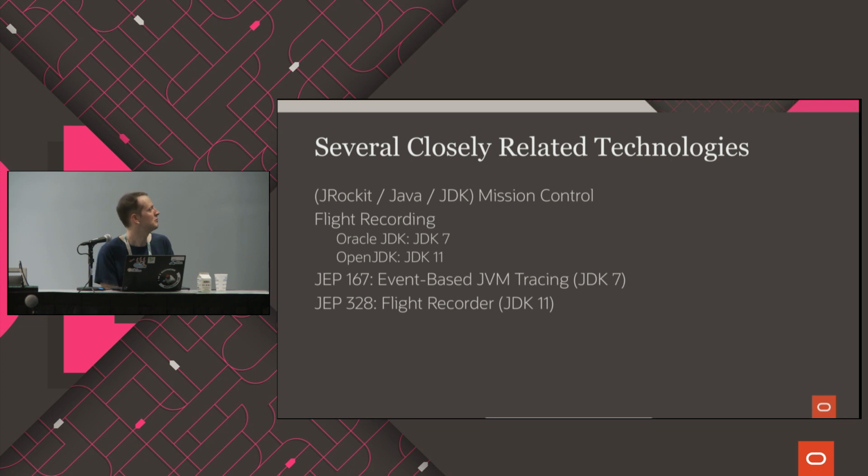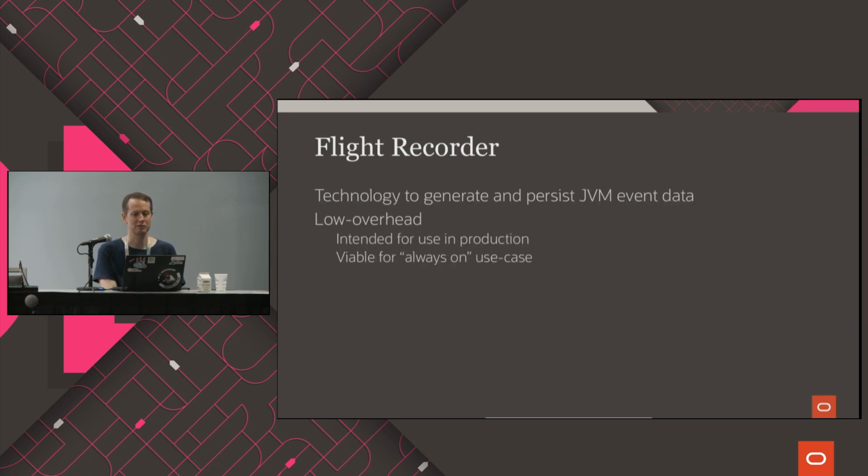So Flight Recorder support came to Oracle JDK, or the commercial JDK builds that we do, all the way back in JDK 7, and it's just very recently been open sourced in JDK 11. This explains this huge influx of interest and participants who are using it and even contributing source code back to the project.